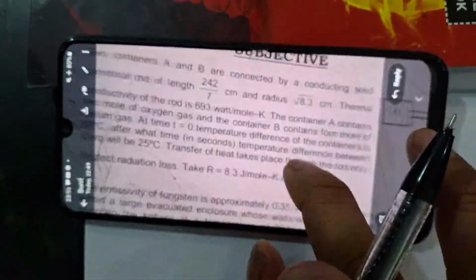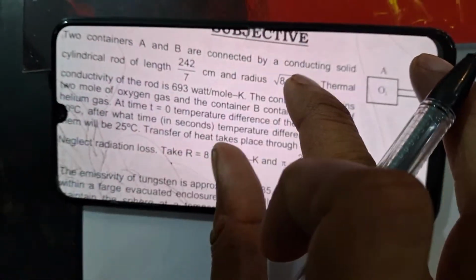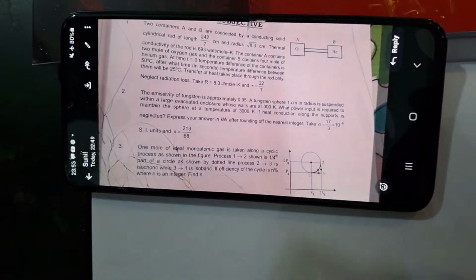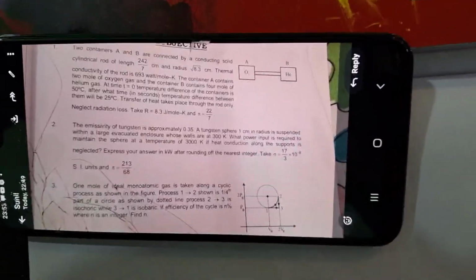What are your questions? Tell me which question you are asking. Only one question please ask. Tomorrow I will join again. Only one question, which question?